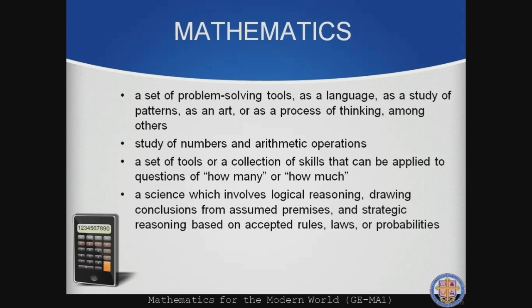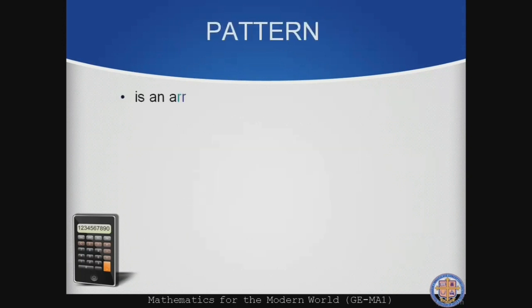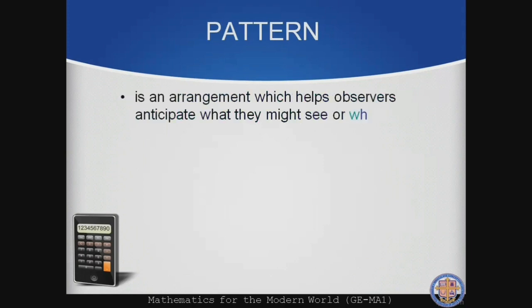It has a lot of rules, principles, laws that you need to follow in order for you to solve a problem. Then as an art, as I told you, in geometry, we study a lot of figure shapes, 2D, 3D figures like that. Then pattern is an arrangement which helps observers anticipate what they might see or what happens next. So in numbers, if I say what comes after 6, you know 7. What comes before 6, you know 5, because it has a pattern.